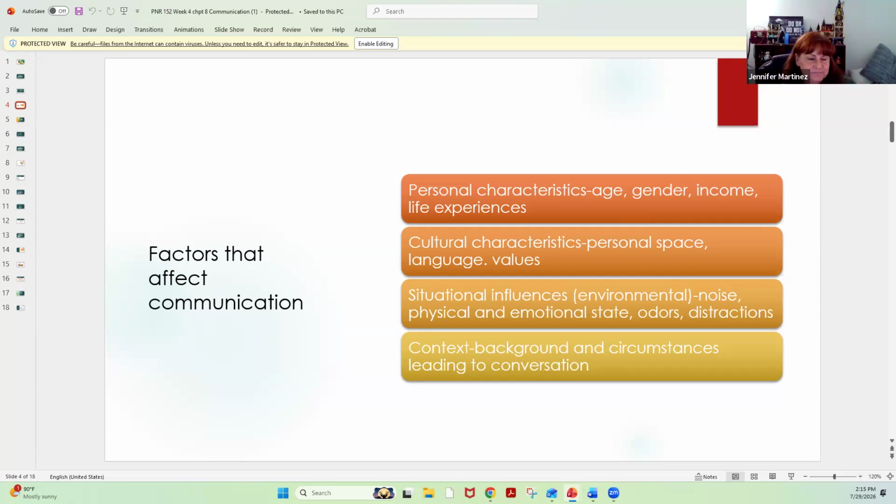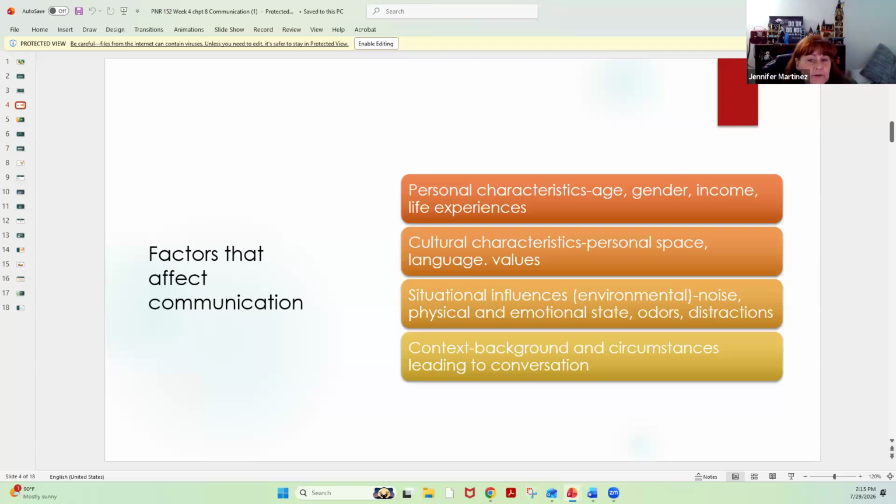Situational influences. So I know everybody's been in a clinical site. And if you've been in, sometimes in a hospital, even in long-term care, you walk in, especially with our older population and those that are a little bit more hearing impaired, right? They got the TV on 100 and you go in and you're trying to have a conversation and you're like, okay, we got to turn the TV down a little bit because we can't hear you. Physical and emotional state, so if they're in pain, if they're upset, things like that can affect how we're communicating.